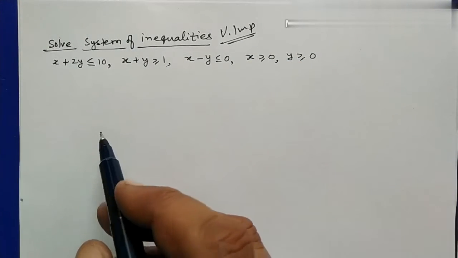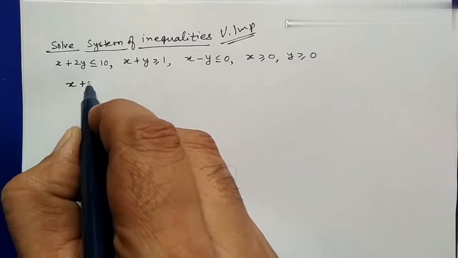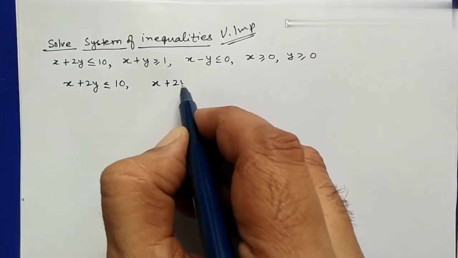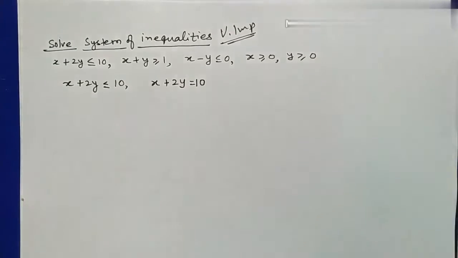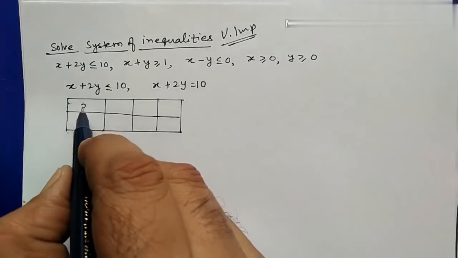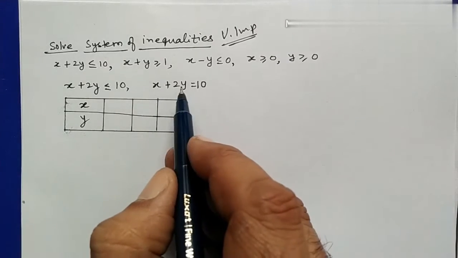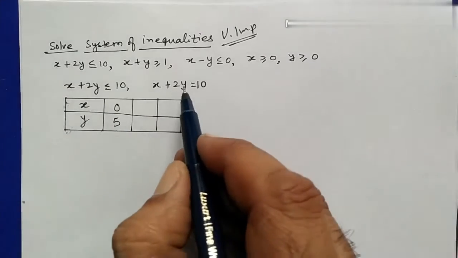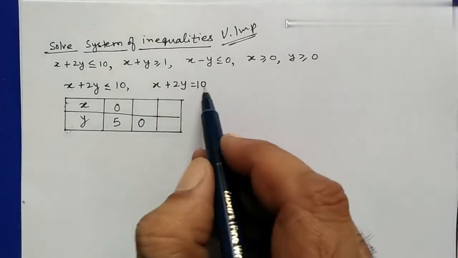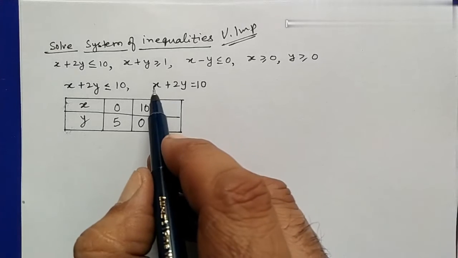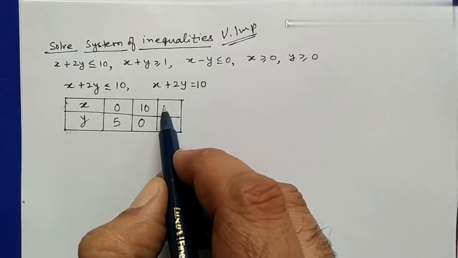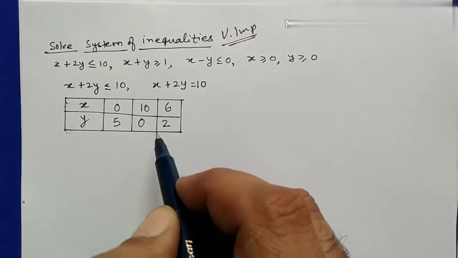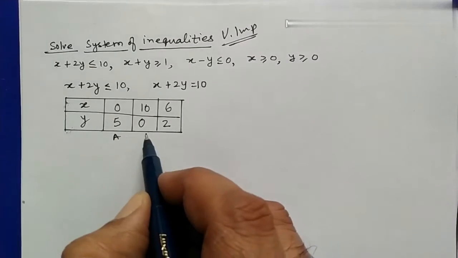Now first of all we take the first inequality, x + 2y less than or equal to 10, and we change it into an equation, x + 2y = 10. In place of x and y we put values. If we put x = 0, then 2y = 10, which means y = 5. Now if we put y = 0, then x = 10. If I put y = 2, then 2 times 2 is 4, and subtracting 4 from 10, I get 6. So we get these 3 points A, B and C.